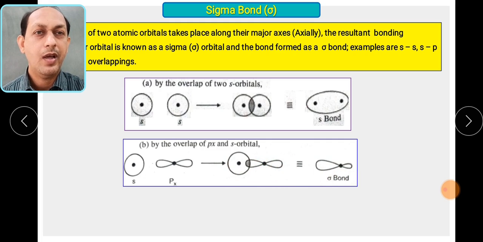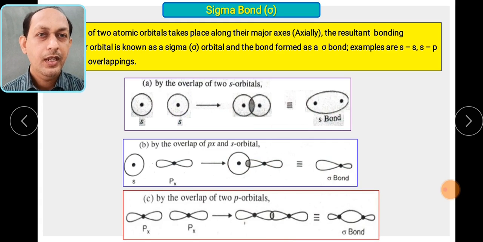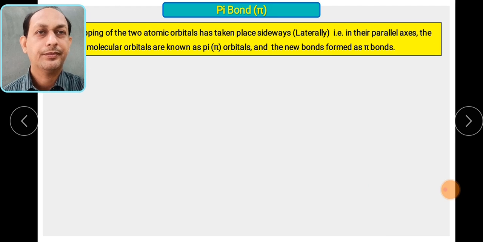So this is how you can expect the sigma bond is formed by the overlap of s and p orbitals. So आप देख सकते हैं कि यहाँ पे जो ओवरलैप हो रहा है that is एक्सियल ओवरलैप हो रहा है. ओवरलैप ऑफ दो p ऑर्बिटल्स, p ऑर्बिटल्स भी एक्सियली ओवरलैप हो सकते हैं, वहाँ पे भी सिग्मा बॉन्ड फॉर्म हो सकता है. So this is how the sigma bond is formed by the SS, SP and PP overlap.